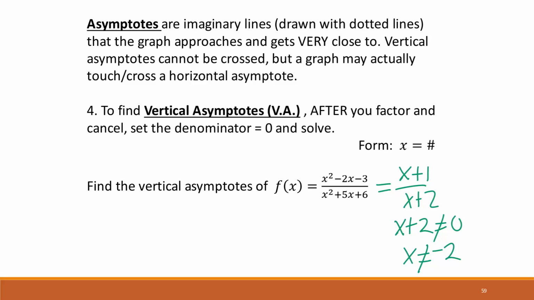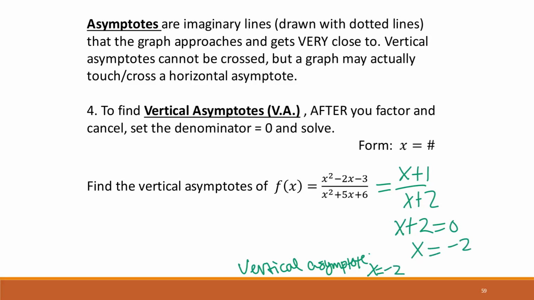So there's an asymptote at the line x equals negative 2. I'm just going to rewrite this. I keep messing up. Give me just a second. So x equals negative 2 is where the asymptote is.